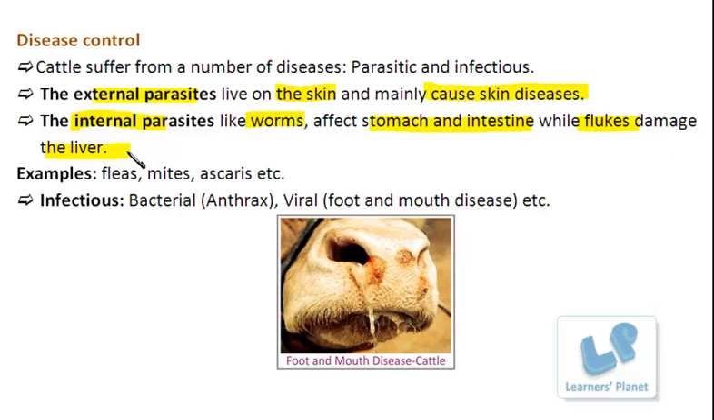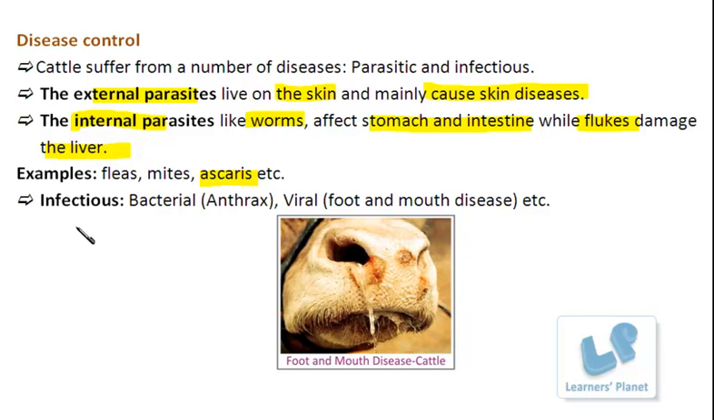So common examples of such parasites are fleas and mites. These are the external parasites. Then ascaris, which is an internal parasite. Ultimately, they are causing disease in the organism. And when the organism is having any type of disease, its health is affected definitely. Besides that, the lactation process is also affected. The milk production capacity is also affected.